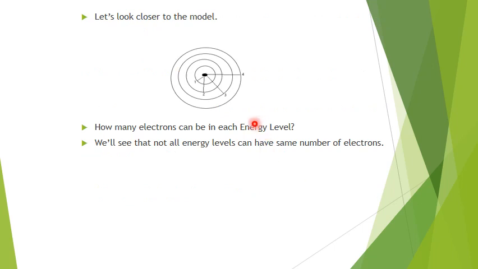All right, so let's take a closer look at the model of the atom. So we have these energy levels, and what we want to know is whether there is something specific about the number of electrons that can go in each orbital, or what other things we need to know about these orbitals, energy levels.